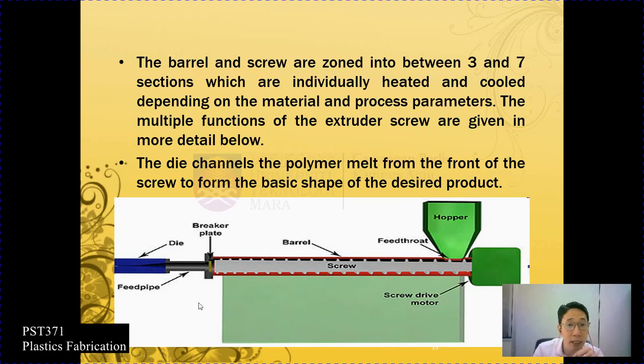For extrusion molding, kita ada die. Die ni ialah acuan dia lah. Okay, so bila awak extrude, itulah bentuk yang akan keluar extruded parts tu. Okay, jangan pula nanti extrusion ada mold.